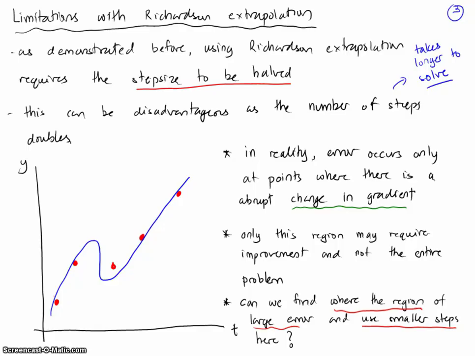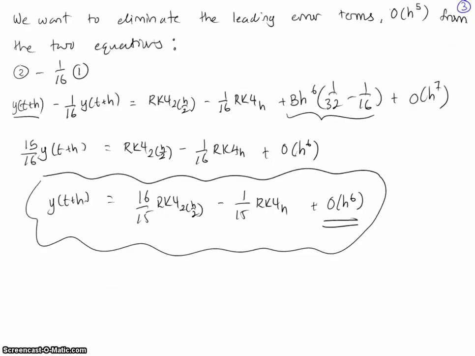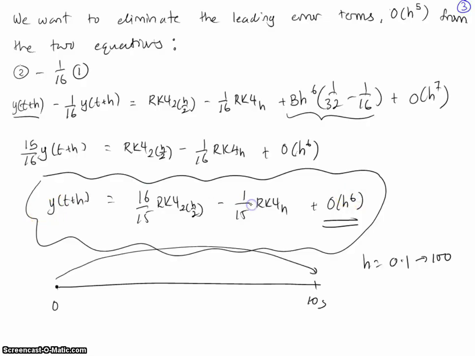So for example, let me draw it here. If you're at time 0 and you're asked to solve until 10 seconds using h of 0.1, it means that you need to perform your RK4 100 times to go from 0 all the way to 10. If you use half the step size of this, which would be 0.05, you would need 200 steps to get all your solutions from 0 to 10 seconds.